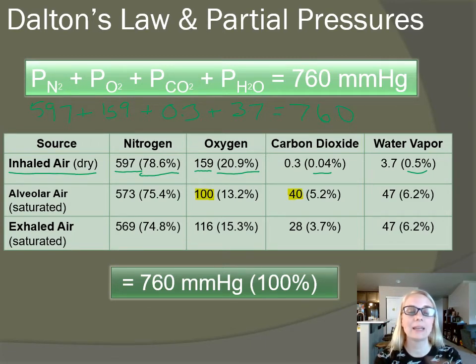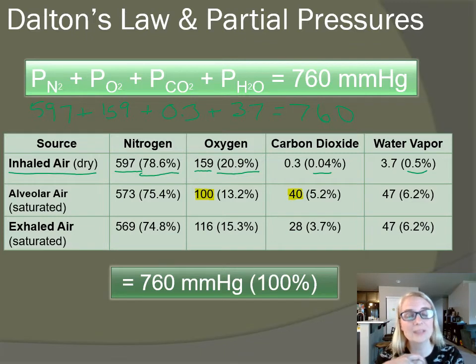Now, if we go in and take a sample of the air in the alveoli, how do those numbers change? Again, primarily just focus on the oxygen and the carbon dioxide. Our oxygen levels go down a little bit, which makes sense because we're absorbing that oxygen into our blood. But take a look at the carbon dioxide. It goes up a lot, going from 0.04% to 5.2%, or from a 0.3 partial pressure to a 40. That's a lot.